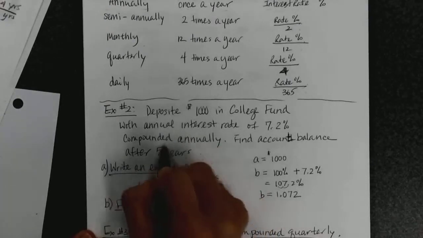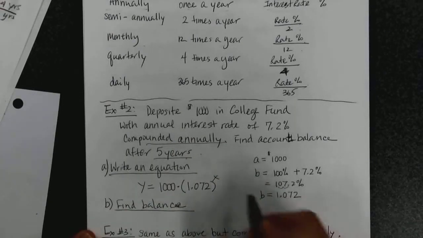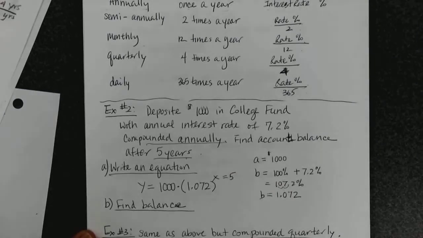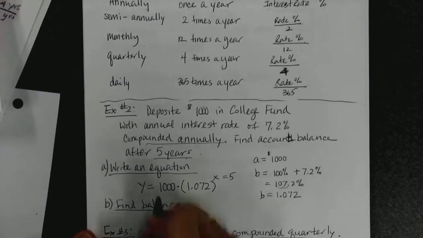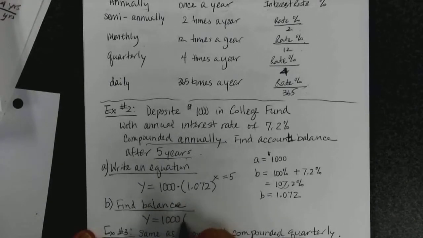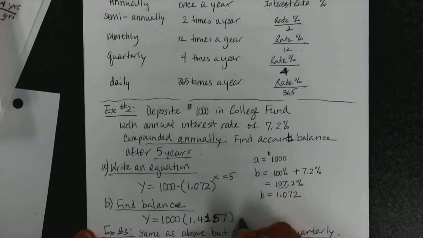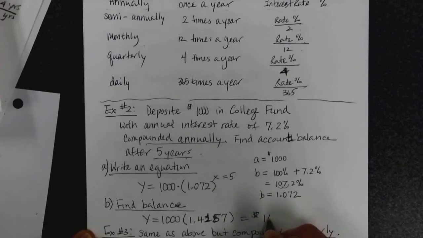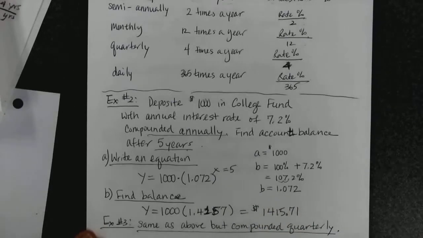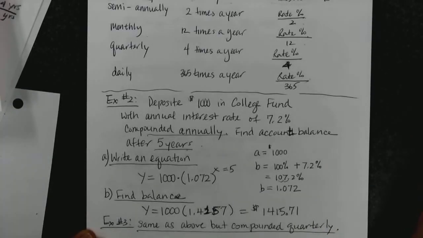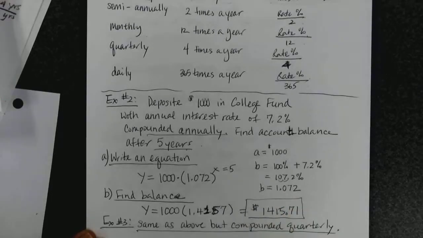Now it's compounded annually. That means once a year for 5 years. So our x has to equal 5. So 1.072 to the 5th power, we type that in the calculator, and this becomes y equals 1,000 times 1.42157, and that will give us $1,415.71, and that's compounded annually for 5 years without putting additional money in. That's how much you'll end up with after that.